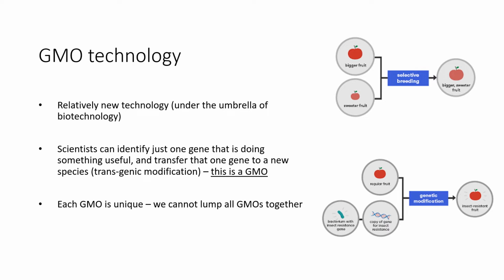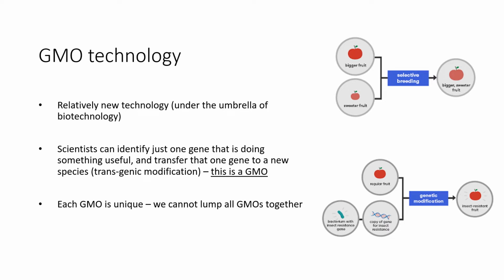On the bottom, we have an example of what GMO technology can do. So we've got our regular fruit, but this particular fruit might be very vulnerable to an insect. And with GMO technology, the scientists can go find the gene that will protect from that insect. So maybe it's a bacteria that emits a protein that protects itself from insects. They can insert that gene into the fruit, and now what they've created is an apple that is insect resistant because it now has the gene that protects itself from that insect.